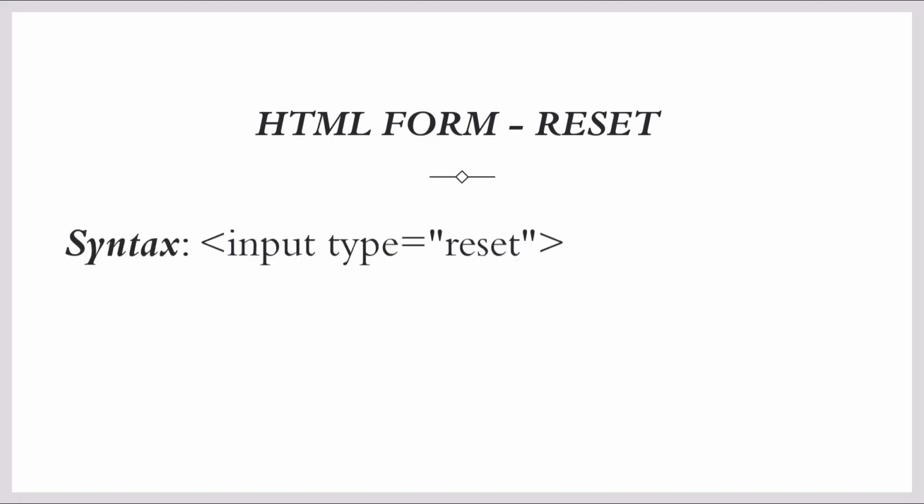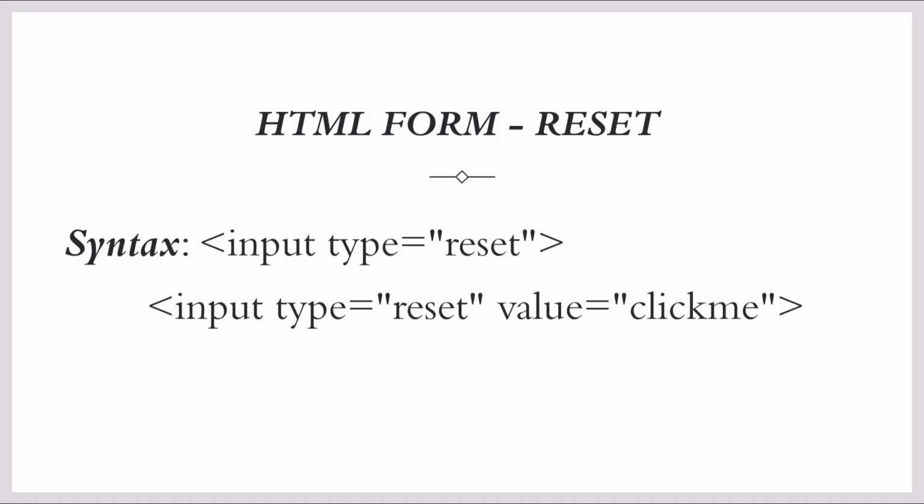The syntax is input type equal to reset. This will create a reset button, and by default the text displayed on the button is reset. But you can customize the text displayed on the reset button by setting the value attribute to your desired text, like input type equal to reset, value equal to clear. Let's see practically how it works.